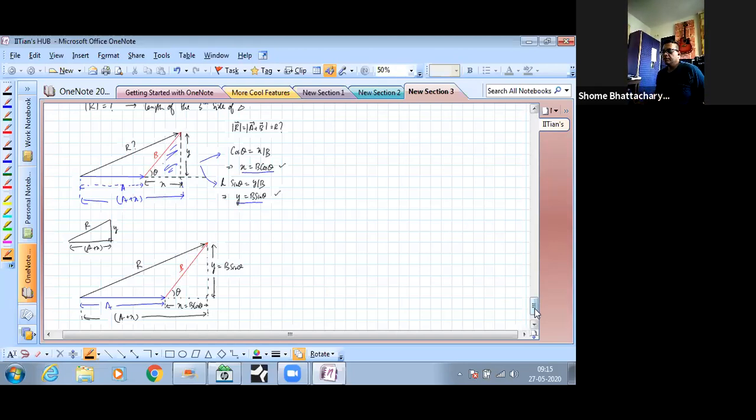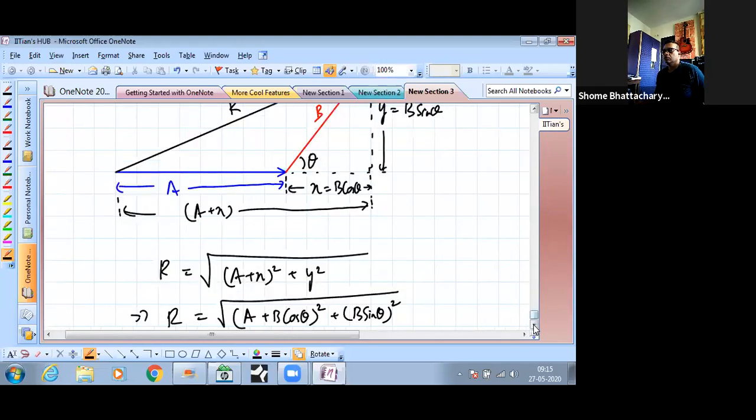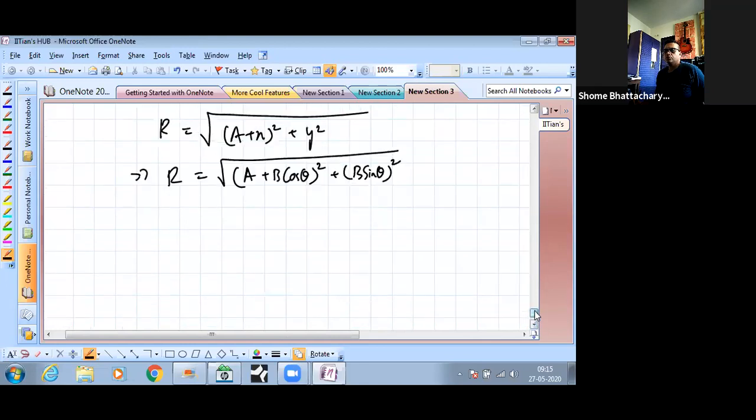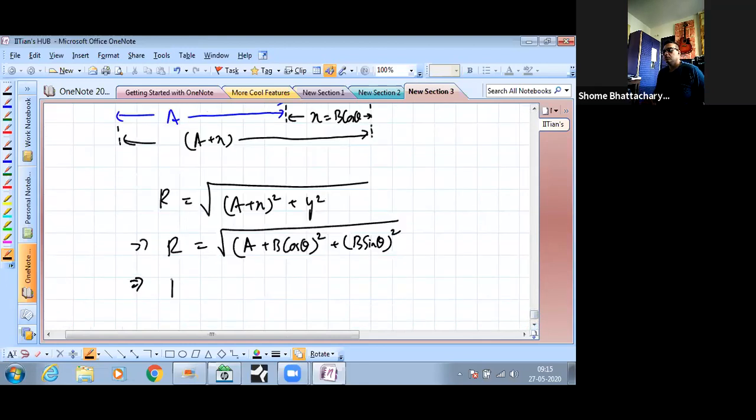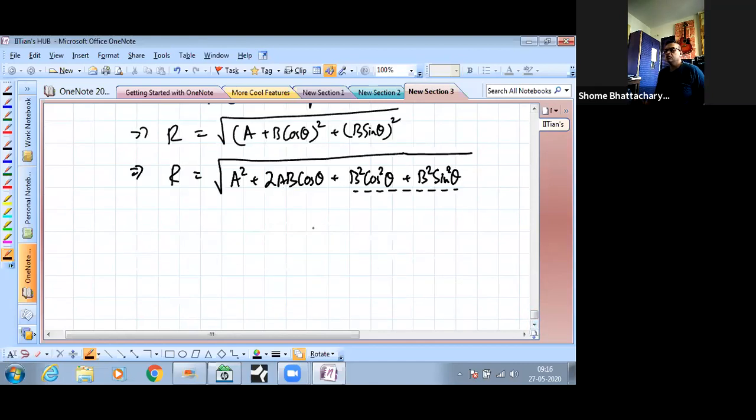Okay, so continuing the algebra here, we can see that what you will get is, so next step, you would expand this: a square plus 2ab cos theta plus b square cos square theta, and then we also have this term, so plus b square sin square theta. So between these two terms, you can use the identity that cos square theta plus sin square theta is unity.